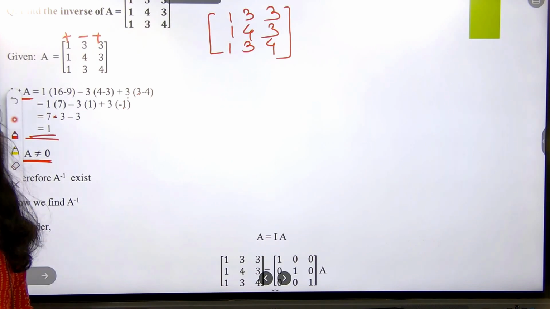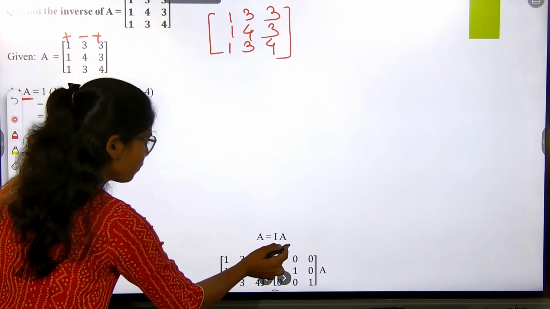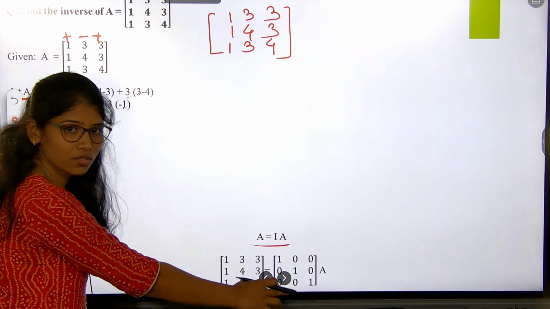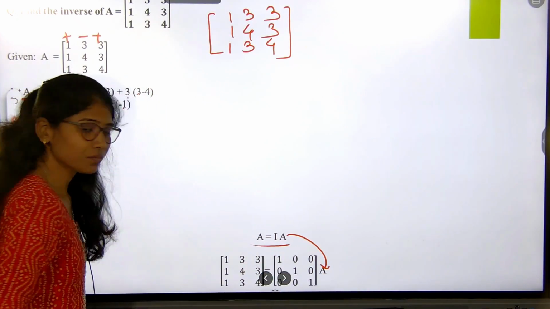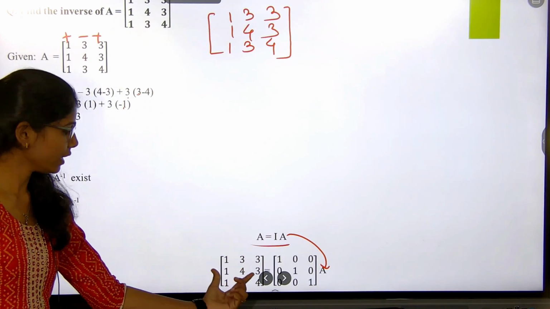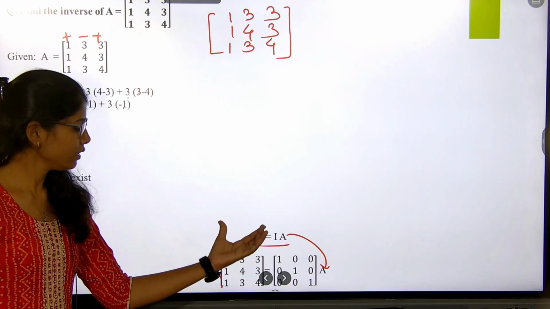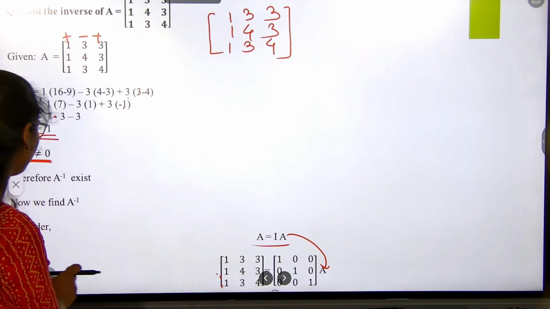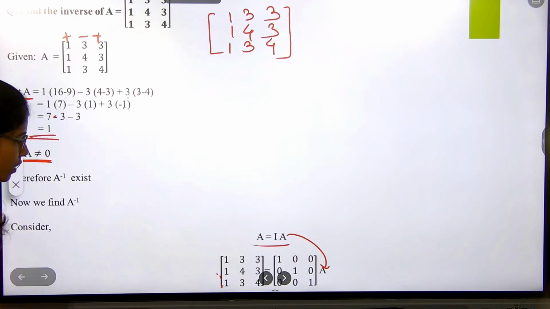For that we have to consider A equals to identity into A. So write down matrix A equals to the identity matrix of order 3 into A, write down A as it is. Now we have to reduce this matrix into the identity matrix. Simultaneously this matrix will be changed. So for that, 1 3 3, 1 4 3.